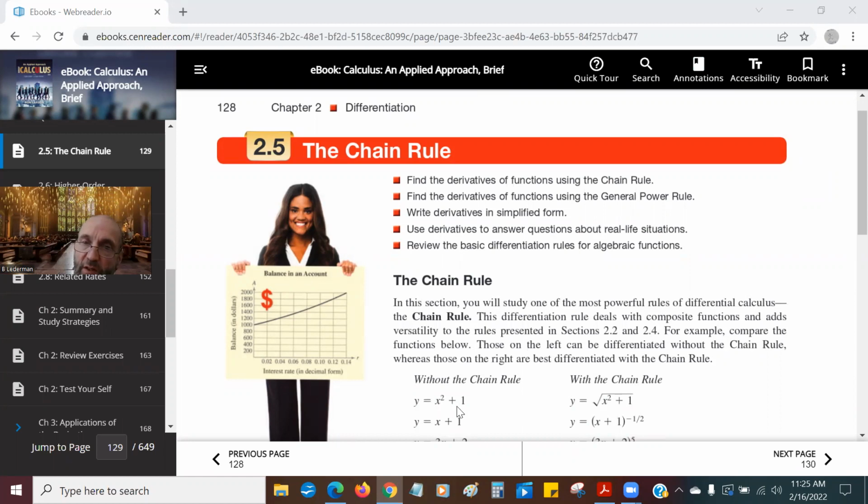See, if I just had y equals x squared plus 1, that's easy to get the derivative. We know how to do that. That would just be 2x. But here I have the x squared plus 1 inside a square root, and it's not quite the same thing. So how am I going to deal with that?